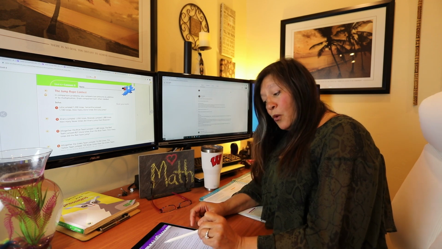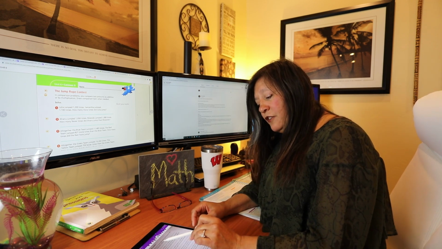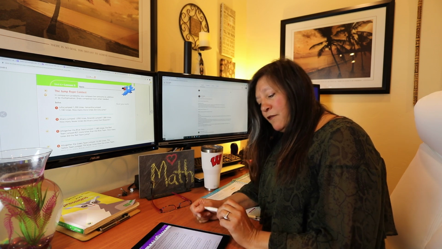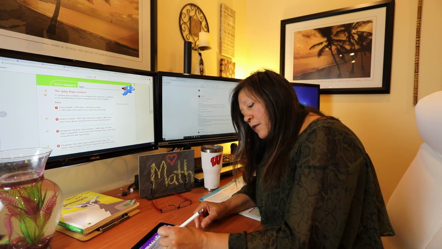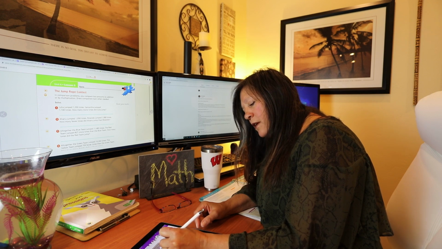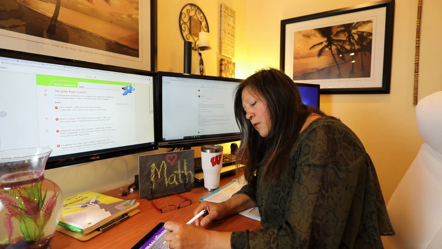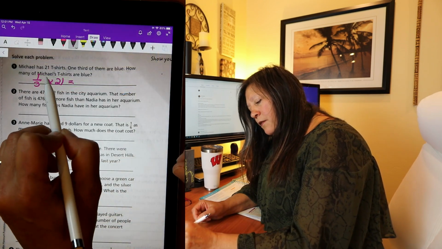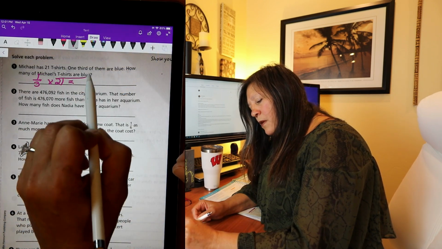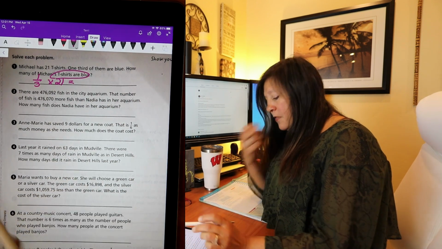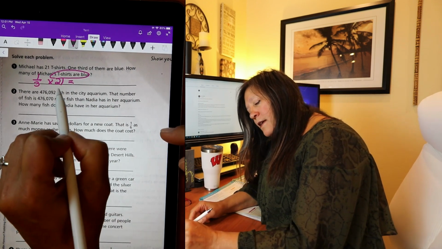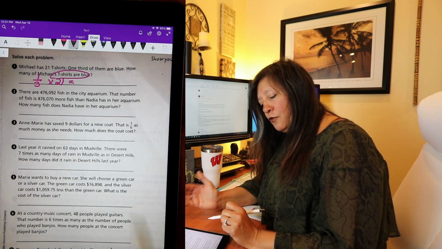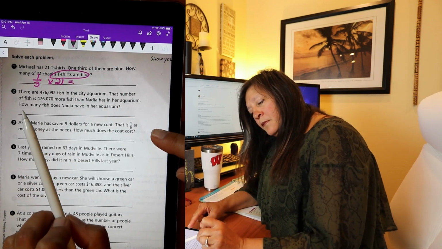Follow along. Number 1, Michael has 21 t-shirts. 1/3 of them are blue. How many of Michael's t-shirts are blue? Okay, so 1/3 of 21 is going to tell you how many of Michael's t-shirts are blue. That's going to be your label. 1/3 of 21, multiply, numerator times numerator, denominator times denominator, and then divide your numerator by your denominator.